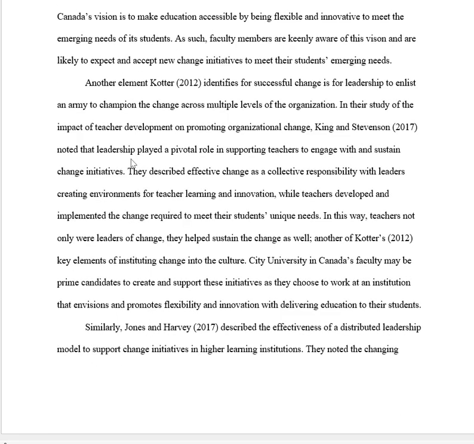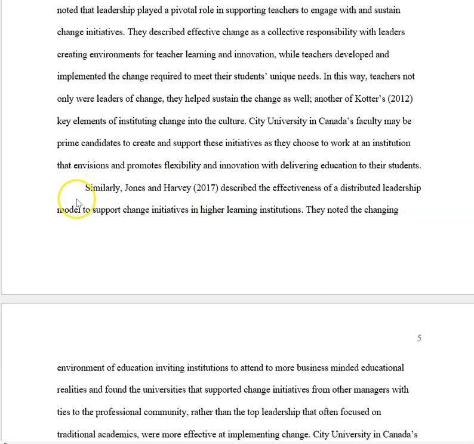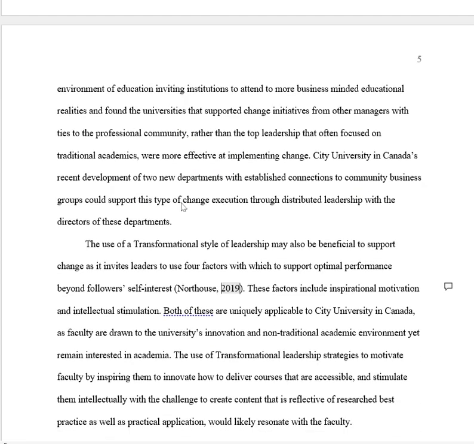And again, you could pause the video. Notice how this author used Jones and Harvey 2017. So he is supporting his ideas with the scholarly literature. There's a lot of ways to do in-text citation, but this is one of them. So they did a good job.